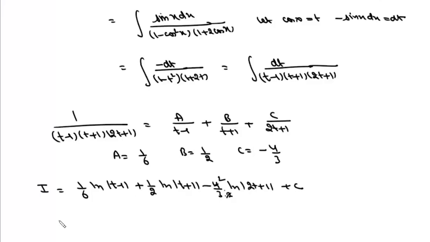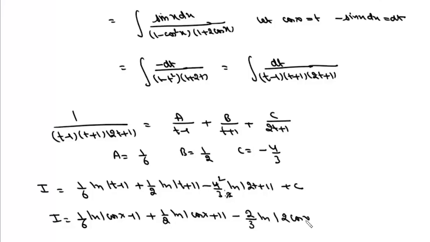We'll replace t with cos x. So answer to this integral will be 1 by 6 log mod cos x minus 1 plus 1 by 2 log mod cos x plus 1 minus 2 by 3 log mod 2 cos x plus 1 plus c, and that is the answer to this question.